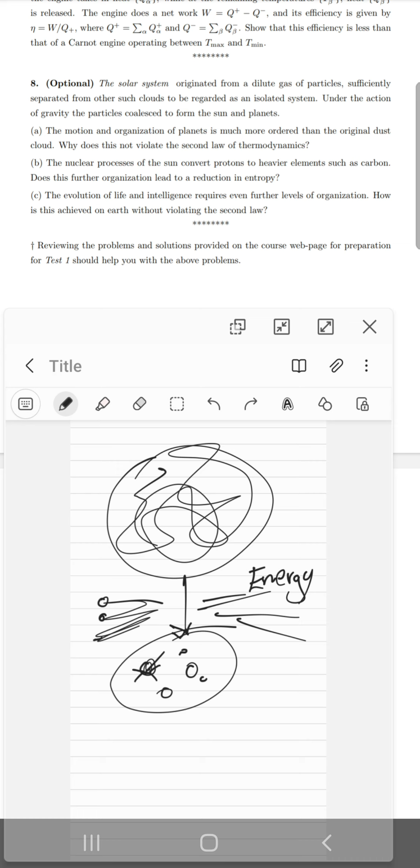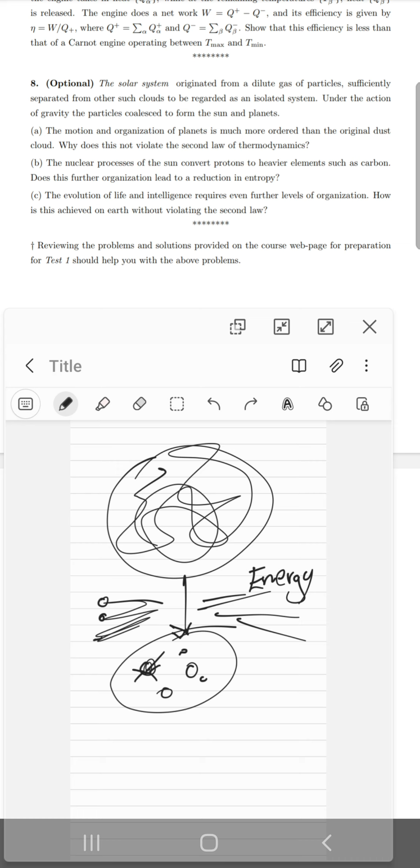Next, the nuclear process of the sun converts protons to heavier elements such as carbon. Does this further organization lead to a reduction in entropy? Maybe, I think so. From two atoms, if you have one atom, then it's probably lower entropy, right? But then you also have to consider the kinetic energy and the motion, and I don't know. But for me, it looks like this is probably it. I think it's reducing the entropy further. So I think B is a yes.